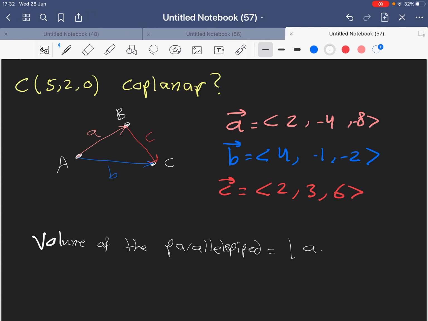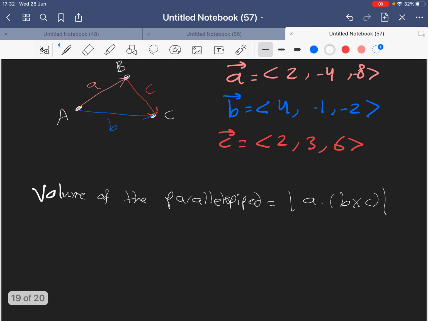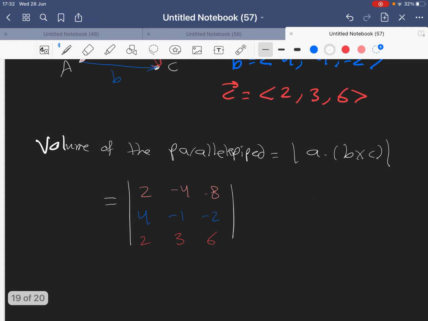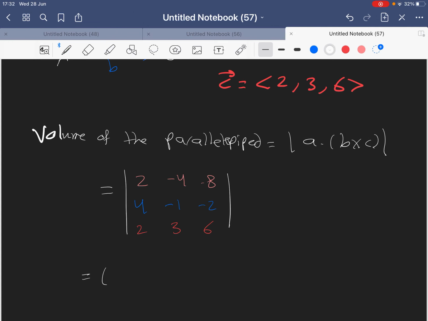Which is the triple product A dot B cross C. And to find this one, we just need to apply the formula. So in the top row, I write the numbers of A. The second row is the numbers of B. And finally, the numbers of C. And now we need to expand this one and see what we get.